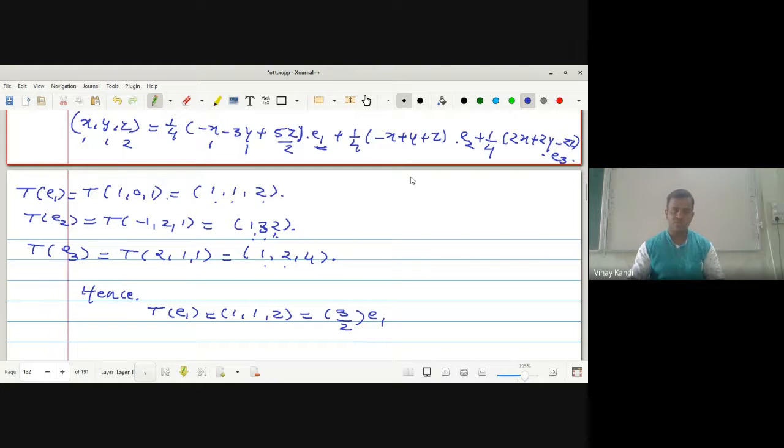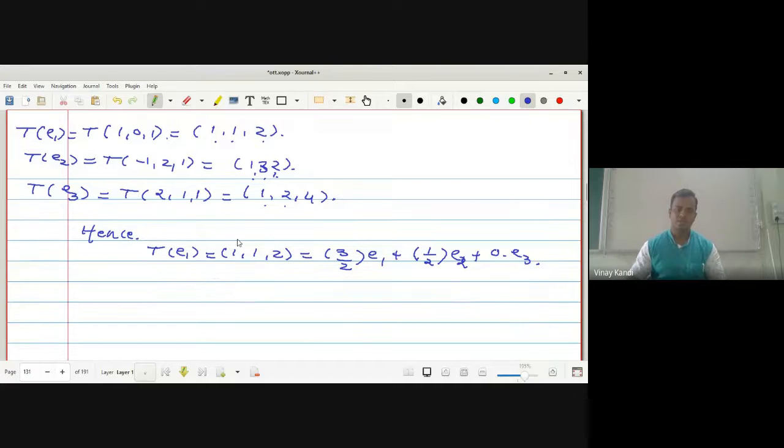Similarly for here, (1, 1, 2), we get 1 by 2 into E2 as it is. Similarly for the third, put here (1, 1, 2), so here we get 0 into E3. So T of E1 we can write in the form of a linear combination of E1, E2, E3.